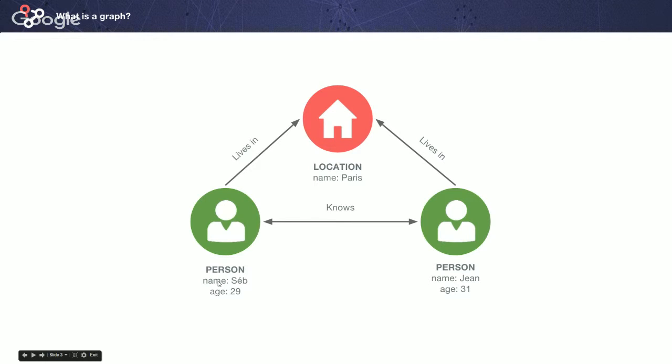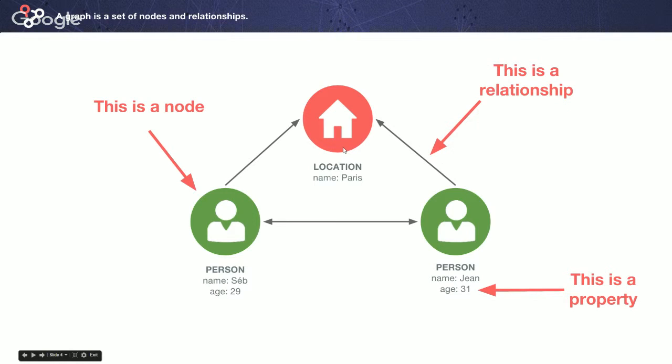So, for example, the person on the left has a name, which is Seb, an age, which is 29. The person on the right has a name, which is Jean, and an age, which is 31. And they are both linked to a location, which is Paris. So, to reiterate, here we have a node, their relationship, and there we have a property. So that is what we call a property graph. And graph visualization is a technique which consists in looking at the data as a graph.